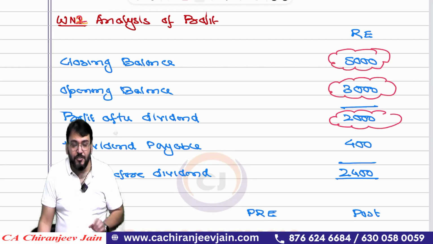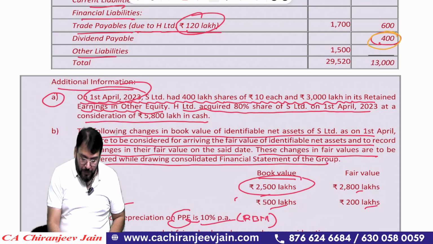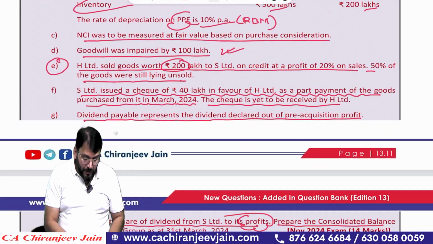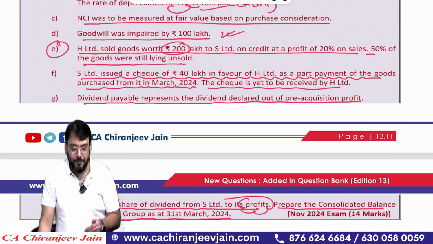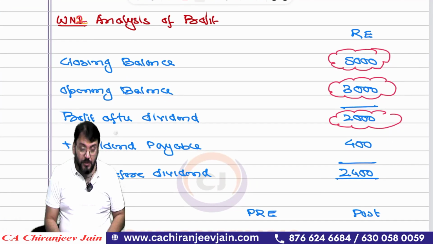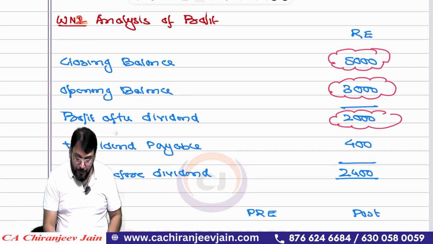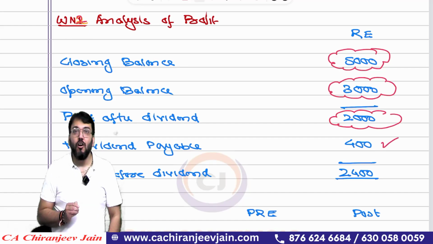You can see in the balance sheet of the subsidiary company there is one dividend payable. It is already given in the question that dividend payable represents dividend declared out of pre-acquisition profit. So it means we need to add back the dividend payable. It is dividend declared but not yet paid. So we'll add back. Why? Because it is already recorded.